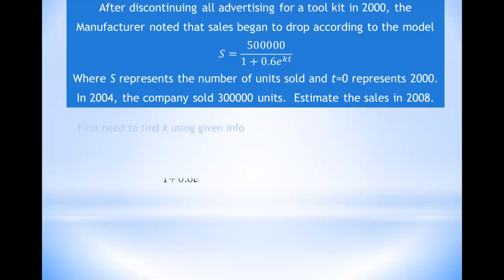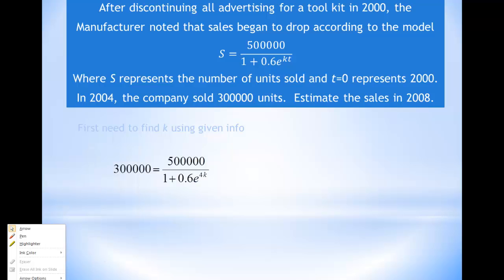To do that, we're going to make use of the fact that we have 300,000 units sold in 2004. And so that means that we have the point here, t is equal to 4. When t is equal to 4, this is what this line is right here. So t equals 4, S is equal to 300,000. Okay? So I can use that information to solve for k. Now this is not a friendly looking equation. We're going to have to take our time to solve it.